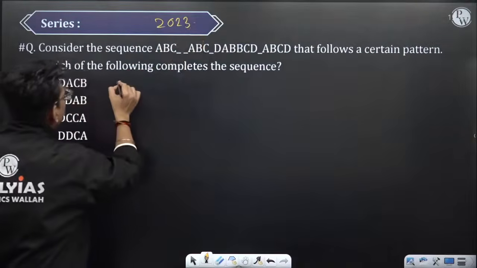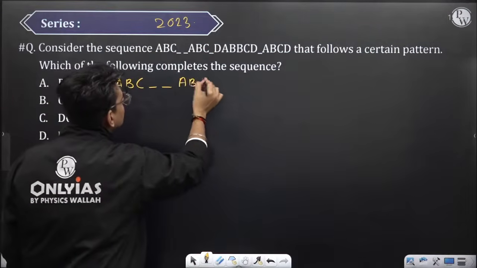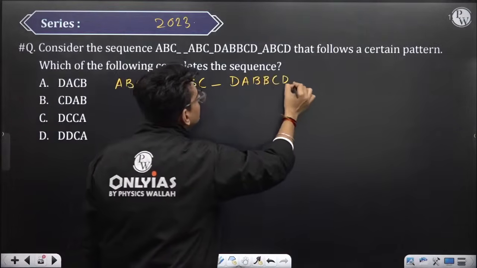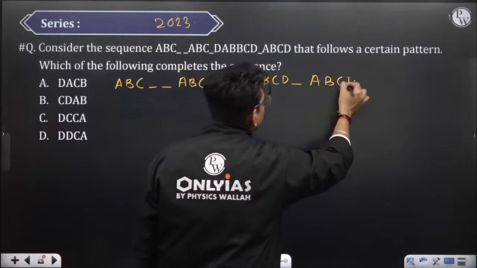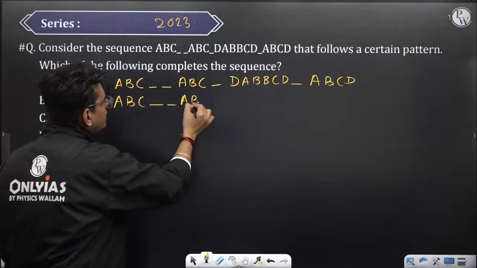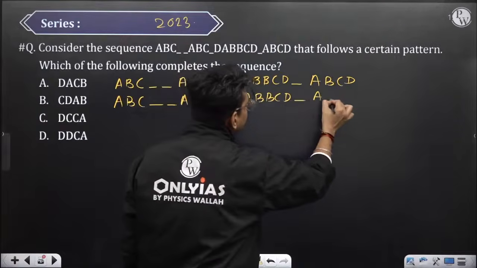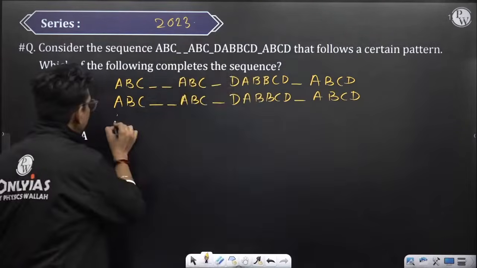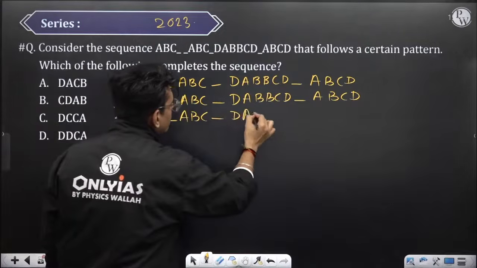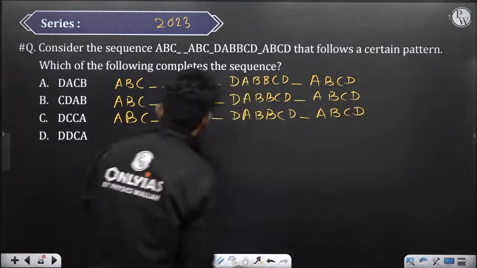First of all, I will write A B C dash dash A B C dash D A B B C D dash A B C D. Similarly, I will write again A B C dash dash A B C dash D A B B C D dash A B C D. This won't take much time, right? You can do this in the exam. It will fetch you 2.5 marks. This much effort is good enough to get 2.5 marks.